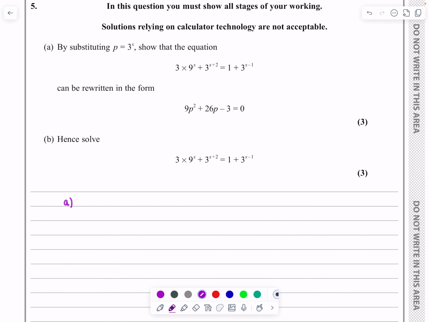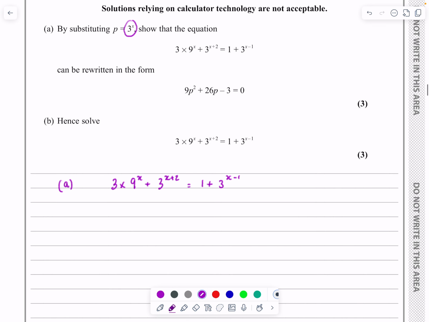So first of all, let's just write out the equation. We've got 3 multiplied by 9 to the x, and then we've got 3 to the x plus 2, and we've got 1 plus 3 to the x minus 1. So remember, we want everything to be in terms of 3 to the x here.